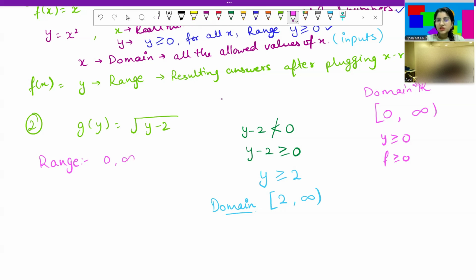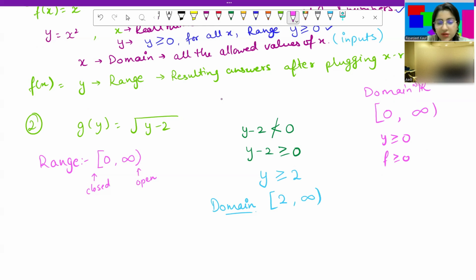So can we say the range is 0 to infinity? Yes. And 0 is of course included, and infinity we never include. So that's why a circular bracket. This is an open bracket. This is a closed bracket. Do you know about open and closed brackets? Yeah. Great.